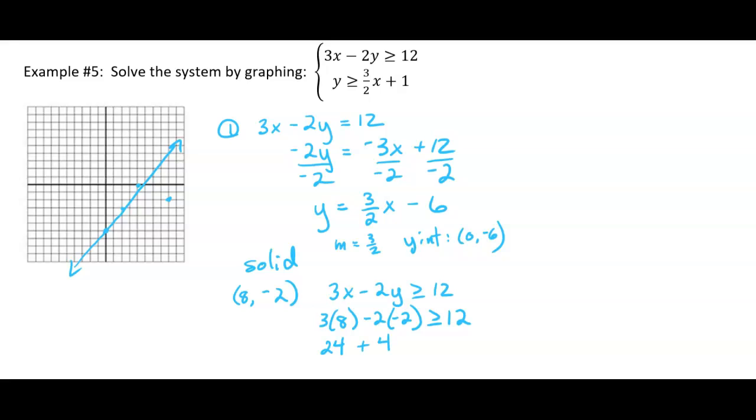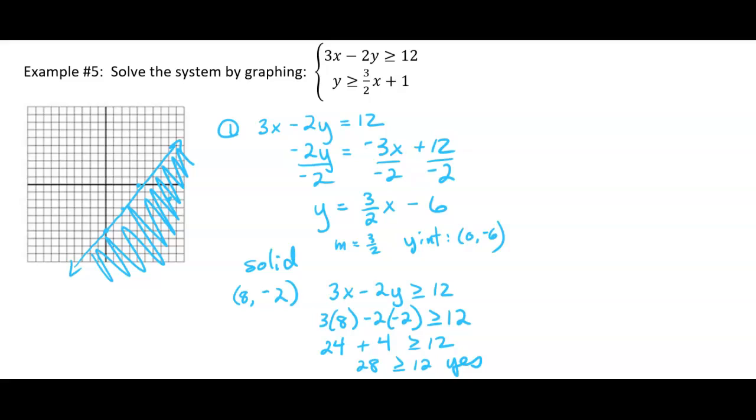So I get 3 times 8 is 24, and -2 times -2 is a +4. Is that greater than or equal to 12? Yeah, it looks like it. 28 is greater than or equal to 12. So yes. What does it mean? It means the point that I picked works. So that's in the shaded area. Okay, so that was fun.